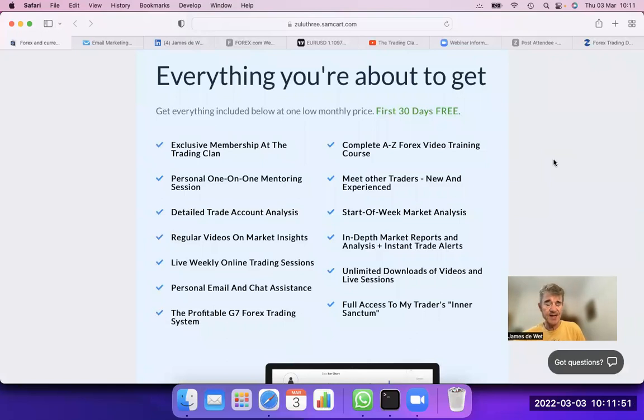And then personal email and chat assistance. Of course, that's part of the whole deal here. I'm available to Trading Clan members, and you can email me or chat with me. Not anytime you want, because I do sleep sometimes, but you can get hold of me, and as soon as I'm able to, I'll try and answer your questions. I might just send you an email back, or I might send you a picture or a video to illustrate what I'm trying to show you. And I'm just on the end of the line.